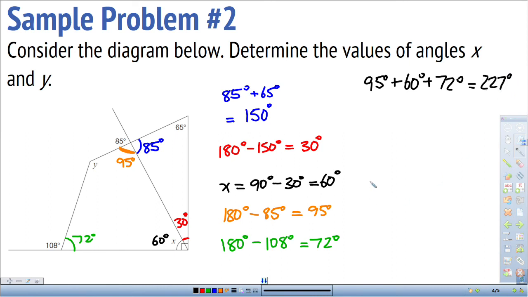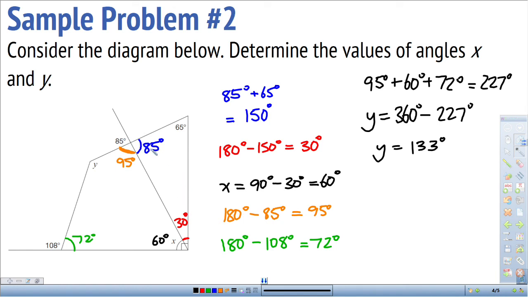227 degrees. Now again, the four angles inside of a quadrilateral is equal to 360 degrees. So I know that y is 360 degrees, take away 227 degrees. So y is going to be 133 degrees. Okay.